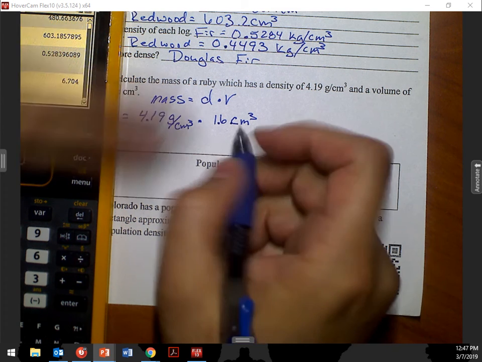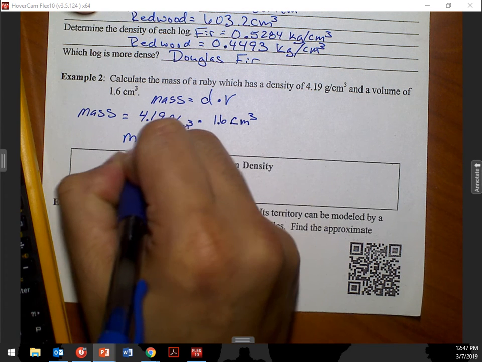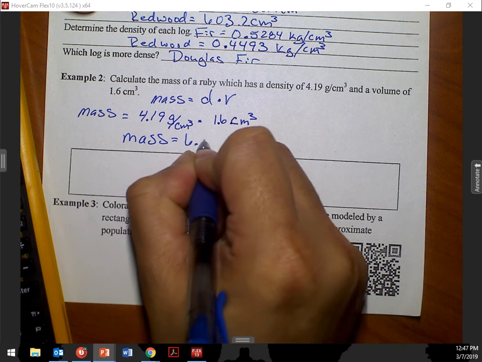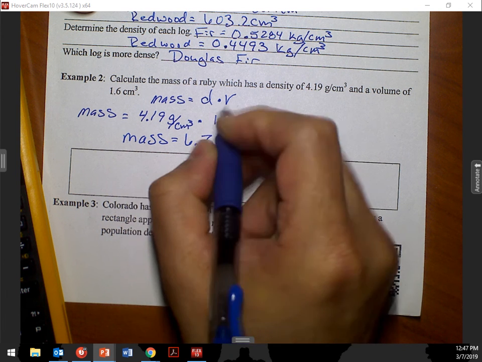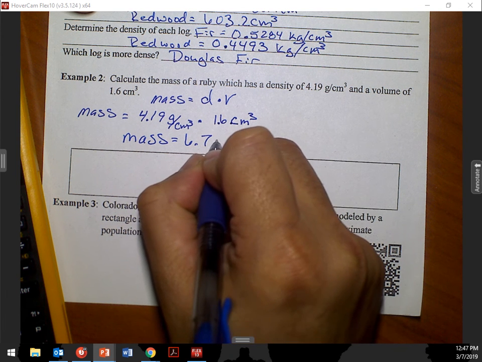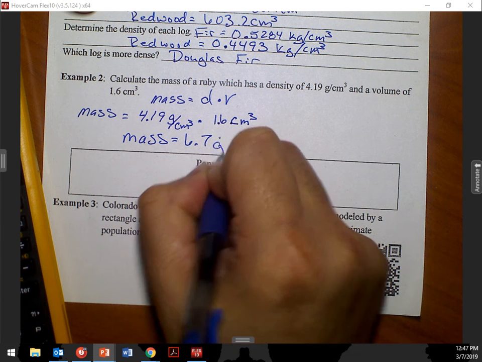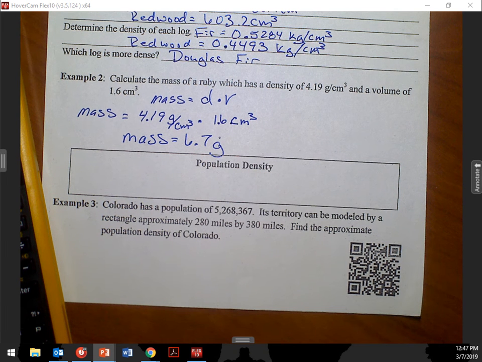So that's going to give me my mass is equal to 6.7, and that's going to be grams. Just grams? Yeah, 6.7 grams. Now, mass refers to the weight of an item.